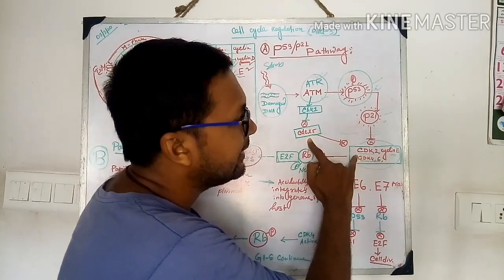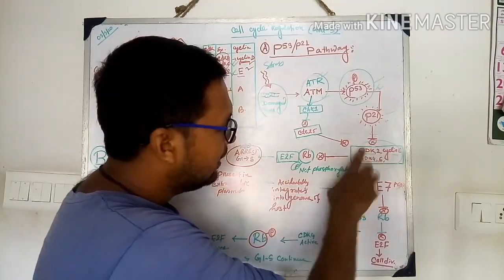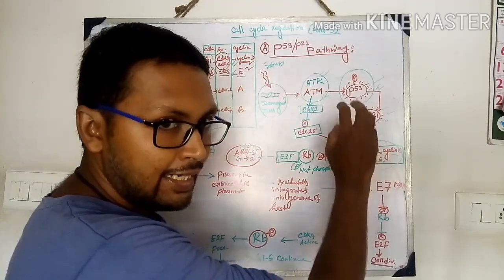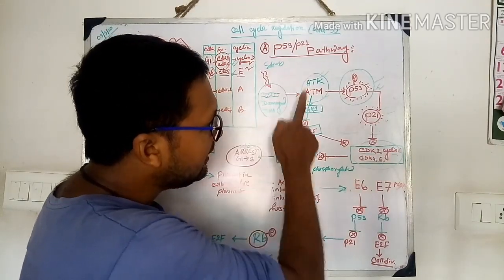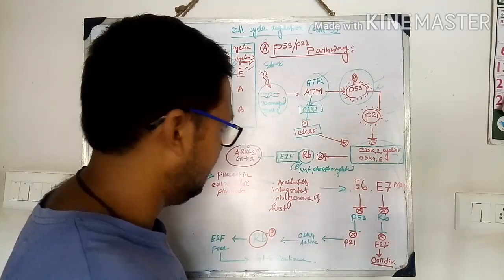CDC25 will activate the CDK2 cyclin complex. When this is activated, the cell cycle will continue. As you know, when CDK2 cyclin is activated, the cell cycle will continue. So in this way, it regulates the cell cycle under stress condition.